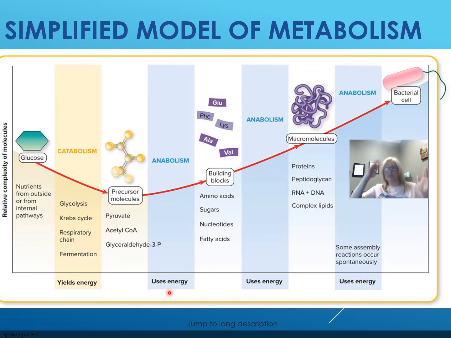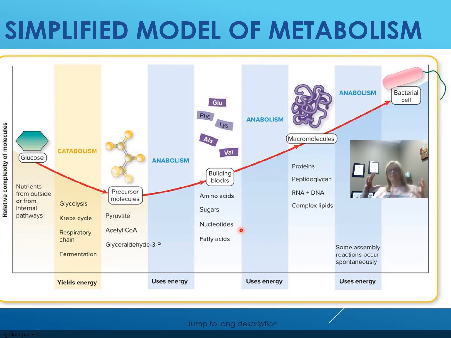So we've broken these things down into pieces, but we also need to make things. We've got to make amino acids. We need to make proteins from those amino acids, right? That's showing this step over here. We need to make sugars and nucleotides. ATP, remember, is actually a nucleotide. DNA and RNA. Fatty acids, okay? So those are our smaller monomers, our building blocks.